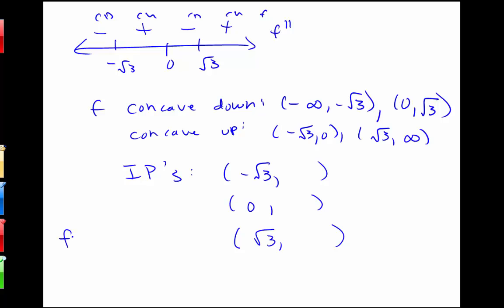So remember that f of x is equal to x over x squared plus 1. Okay, so it turns out that we get y values here of negative root 3 over 4, 0, and root 3 over 4. Okay, so using our first and second derivative, we were able to get all this information about concavity as well as about inflection points.